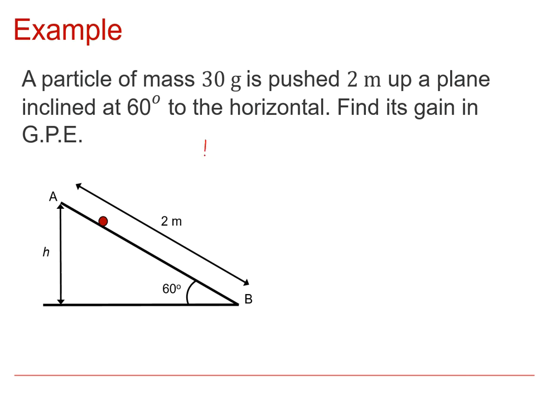Now the first thing to do is to work out the actual height that it is lifted to, because the 2 meters is a sort of diagonal distance, isn't it? So if we apply our basic trigonometry, we can see the angle here is 60. H is opposite that angle, so H will be 2 sine 60 degrees, and that turns out to be exactly the square root of 3.